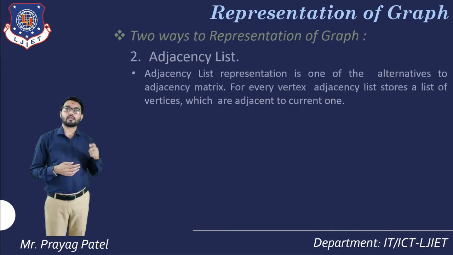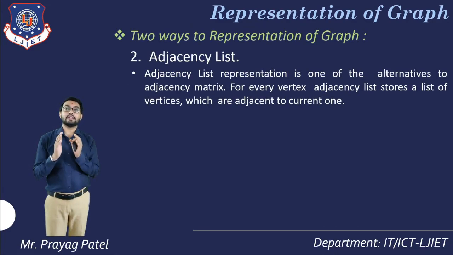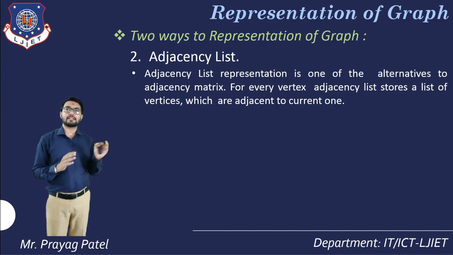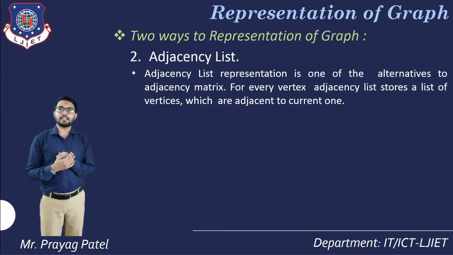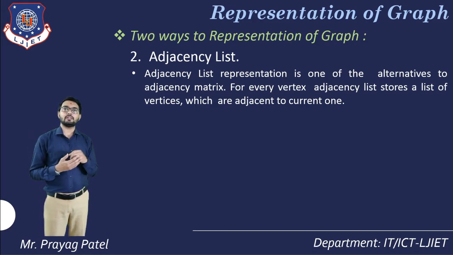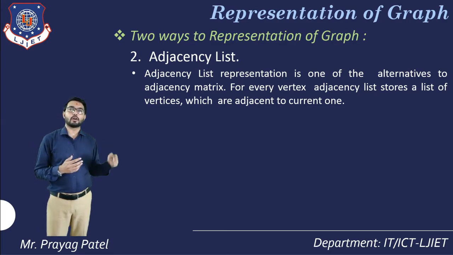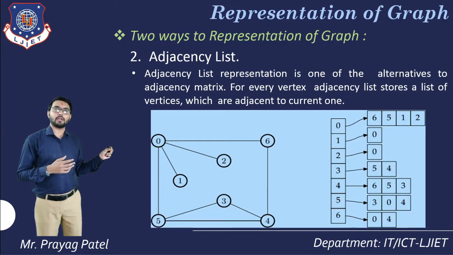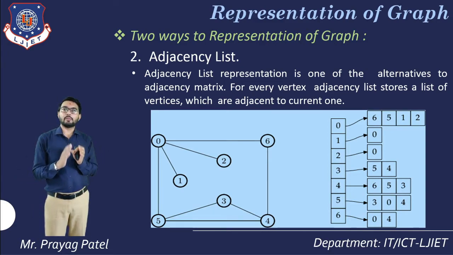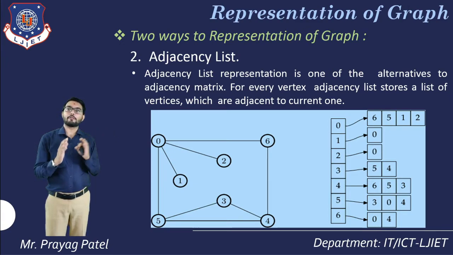Now consider the next step, the adjacent list, which means a graph can be represented using an adjacent matrix and an adjacent list. So the second method is the adjacent list method. In the adjacent list method, the adjacent list representation is one of the alternatives to the adjacent matrix. For every vertex, the adjacent list stores a list of vertices which are adjacent to the current node. Here consider one example. For any node, you can represent it in linked list form, depending on the number of nodes there are.